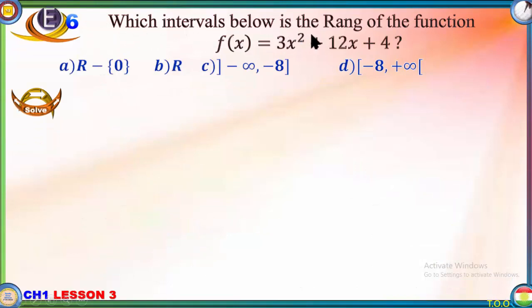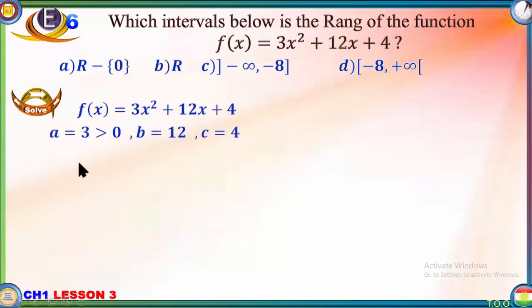Which interval below is the range of the function f of x equals 3x squared plus 12x plus 4? For all polynomial functions, their domain is R. But to find the range, first of all, find a and b. A is 3, which is bigger than 0, so positive, and b is 12. x equals minus b, which means minus 12, over 2 times a, 2 times 3. Minus 12 over 2 times 3 is minus 2.